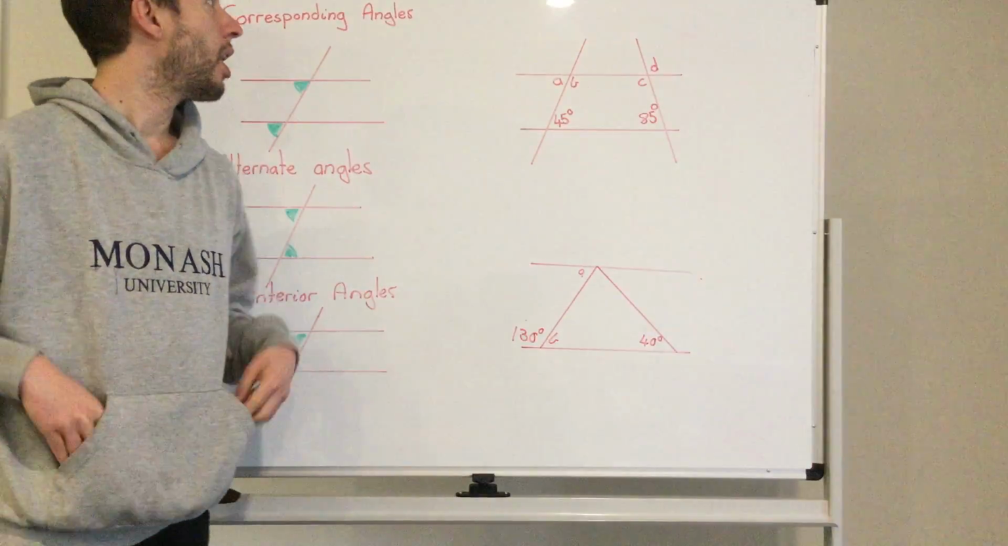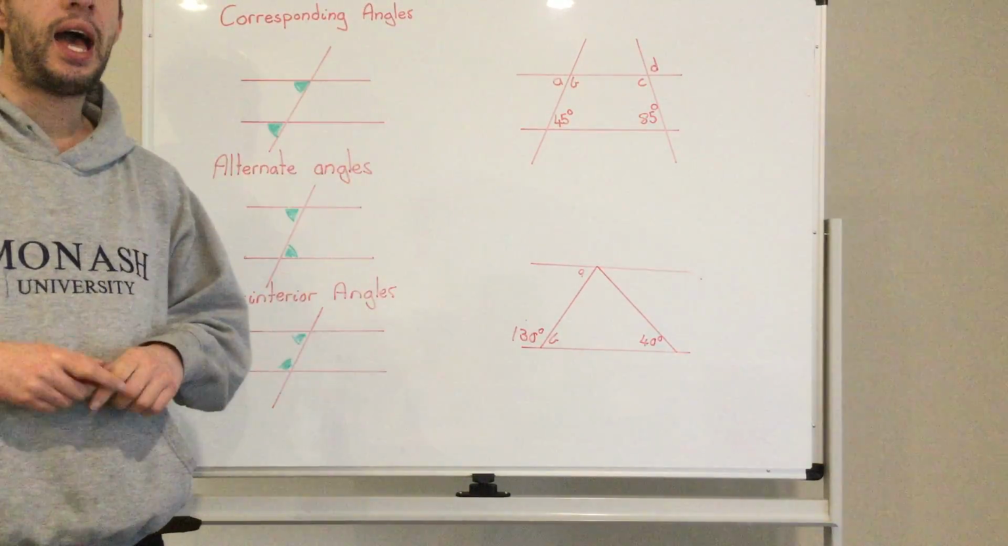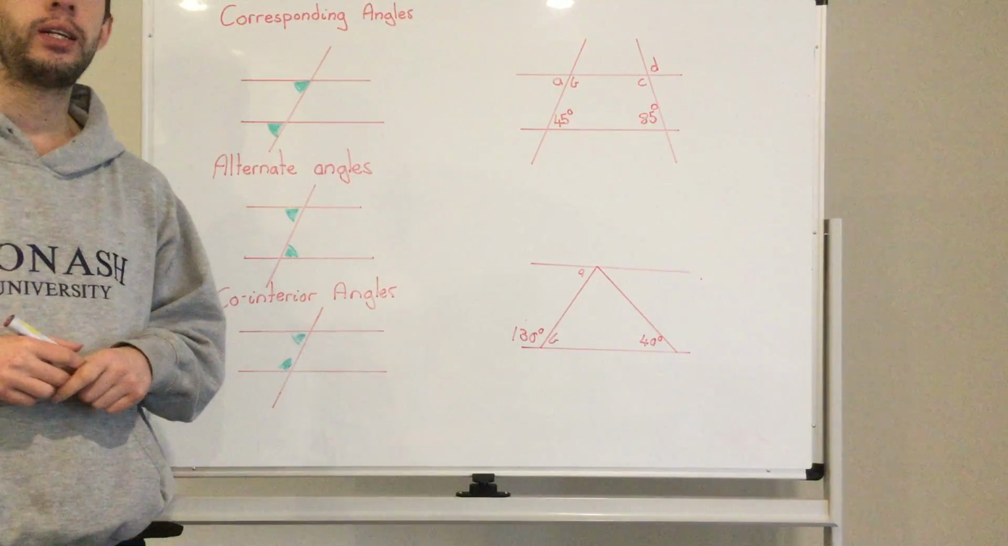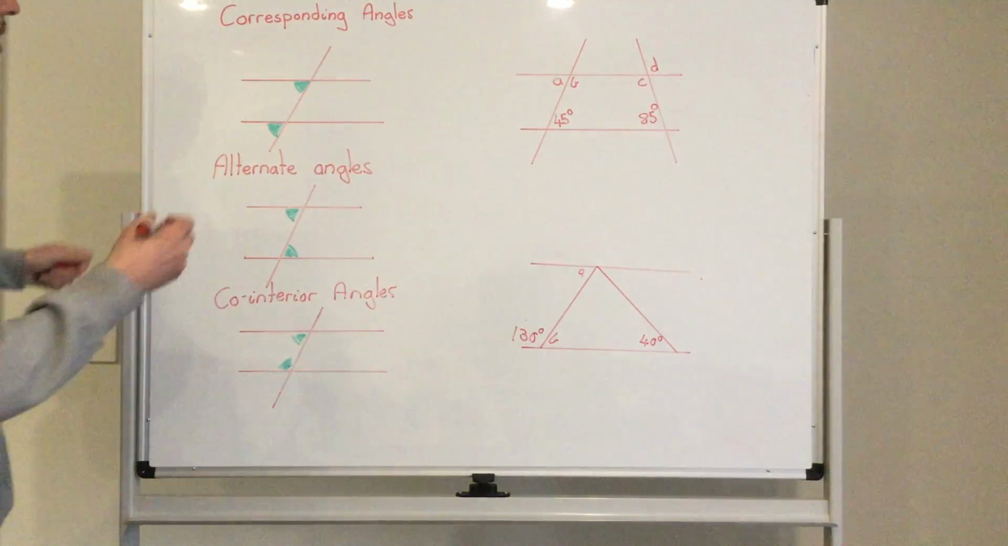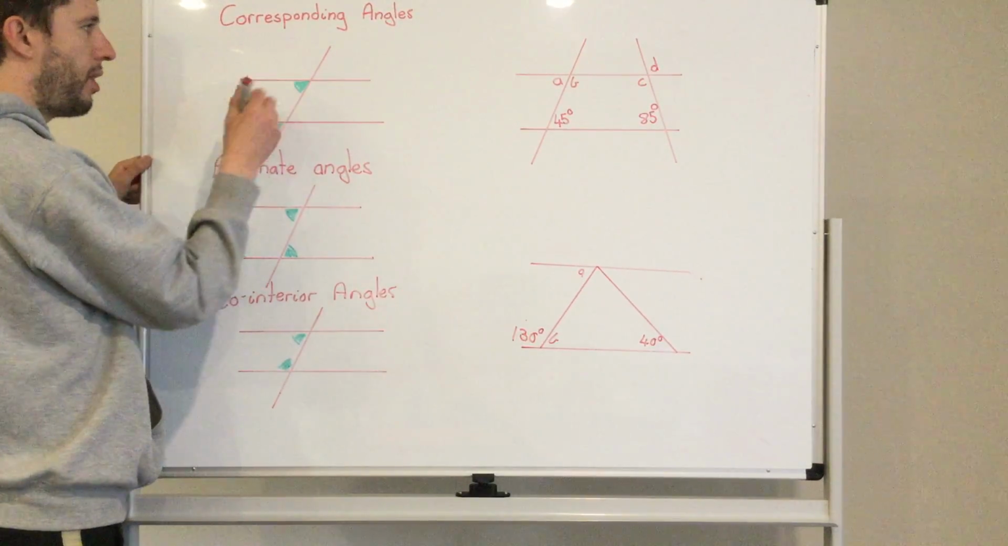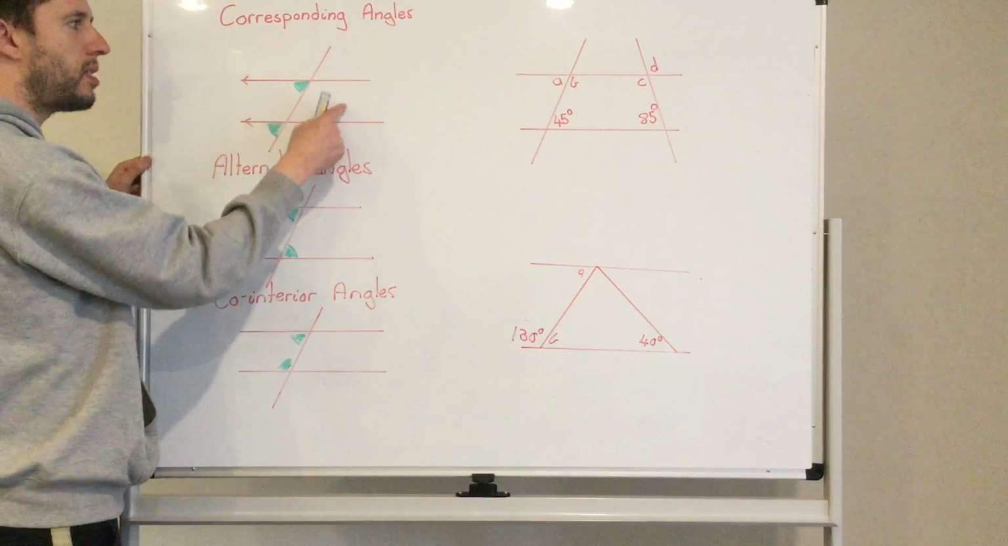So we are going to be looking at our angles with parallel lines. Now, if you're thinking, what is a parallel line? It is two lines that are going the same way and that are a constant same distance apart.